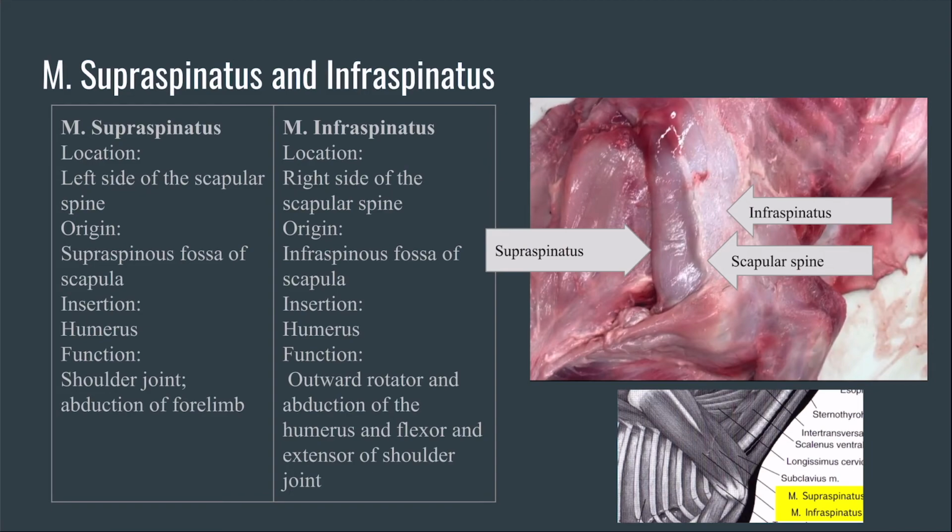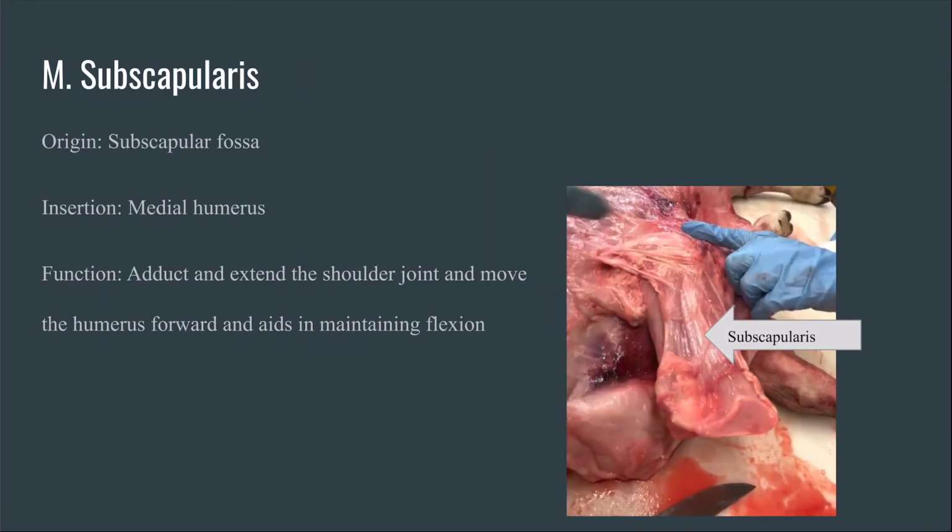And the infraspinatus is located on the right side of the scapular spine. It originates on the infraspinatus fossa of the scapula, inserts on the humerus, and functions as an outward rotator and abductor of the humerus and a flexor and extensor of the shoulder joint. The subscapularis originates on the subscapular fossa, inserts on the medial humerus, and its function is to adduct and extend the shoulder joint and move the humerus forward and aid in maintaining flexion.